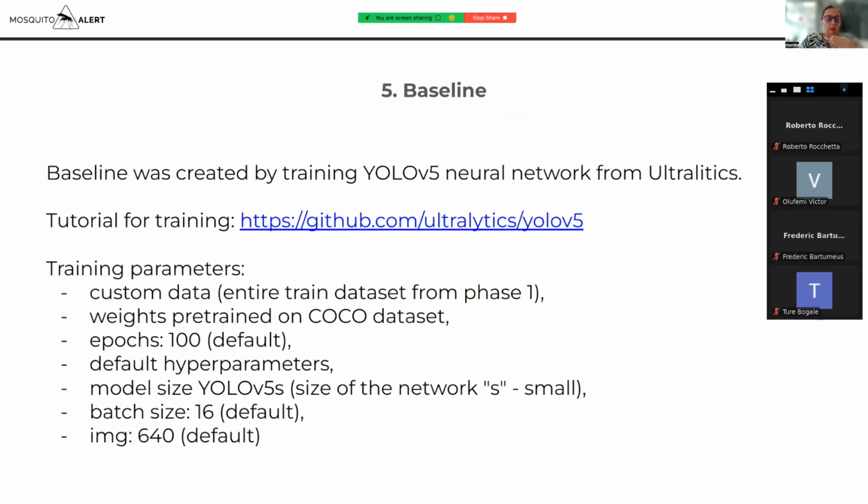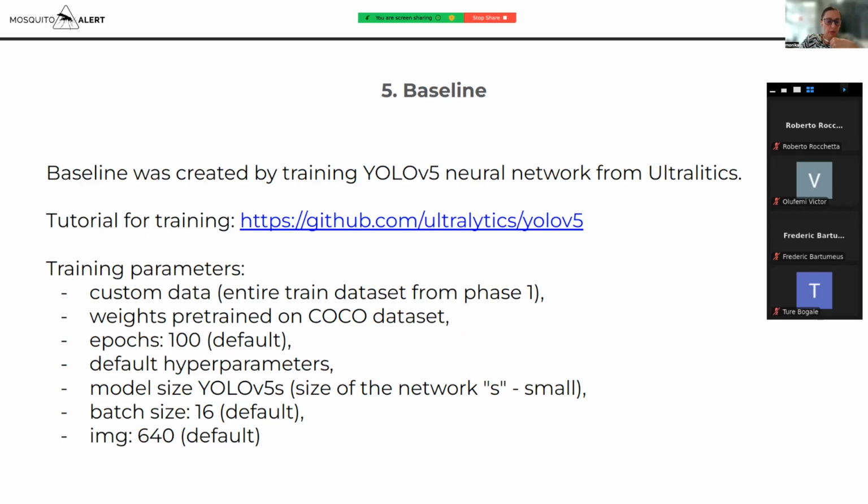And for the participants, there was a prepared notebook with a baseline, which you can try to use yourself and create the CSV file with predictions. That baseline was done by training the YOLO-V neural network from Ultralytics. There is a link for the training tutorial, and the parameters were the custom data. The entire training data set from phase 1 was used for the training. The weights were pre-trained on a COCO dataset, and the number of epochs was 100.